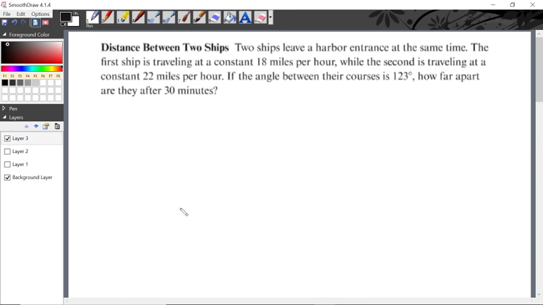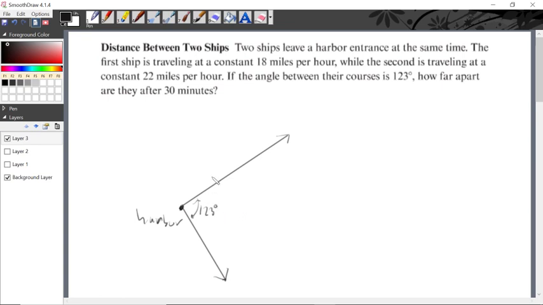So there's a harbor, and from the harbor, these two ships leave. We have a ship that is maybe traveling in this direction. I'm using a vector here to note what direction it traveled. Just that arrow is all I'm saying. And then we have another ship going, let's say, this direction, because we're told that the angle between their courses is 123 degrees.